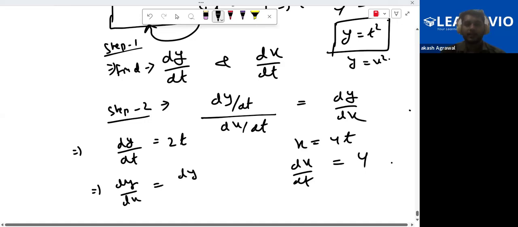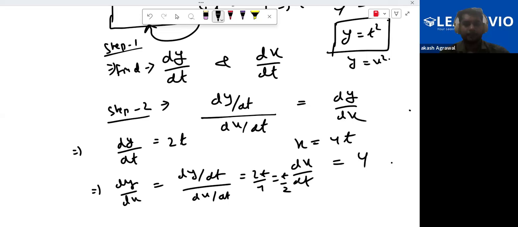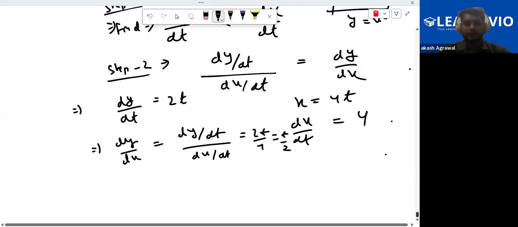So now find dy by dx. We'll just divide these two things. So 2t by 4, which is t by 2. That is the answer. Okay. Got it, everyone? Yes. Yes, sir.